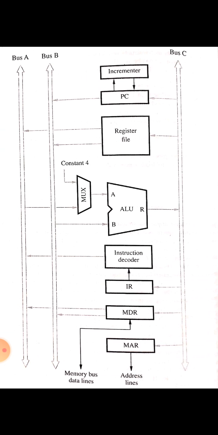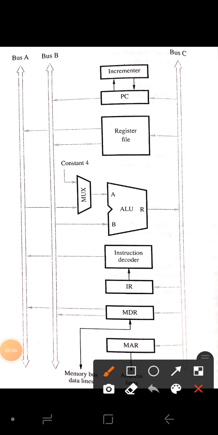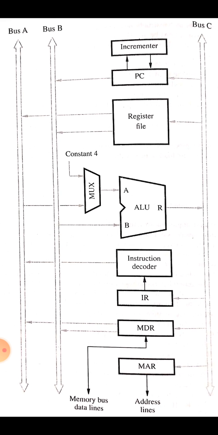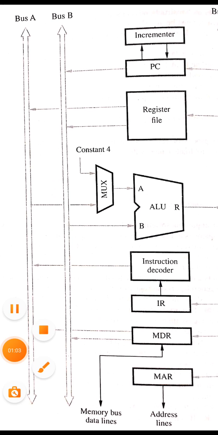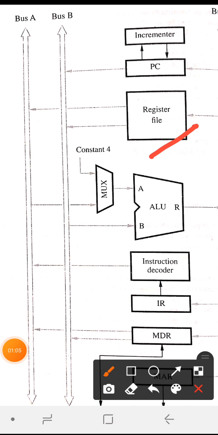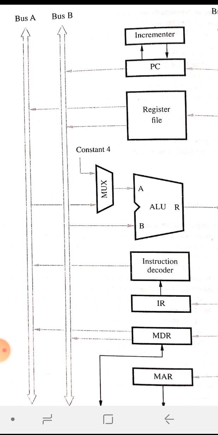Here you can see, all the general purpose registers which we used in the single bus architecture have been put into a single block called the register file. This register file has three ports. Two output ports allow the contents of different registers to be accessed simultaneously, and that information can be put onto buses A and B.